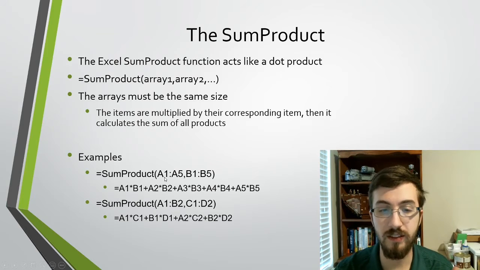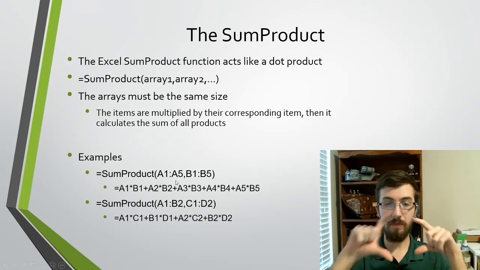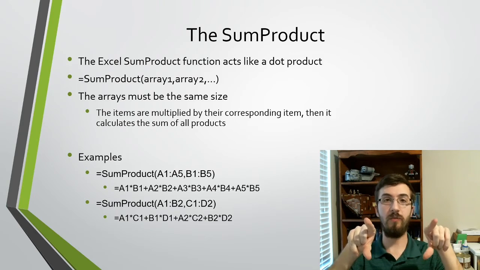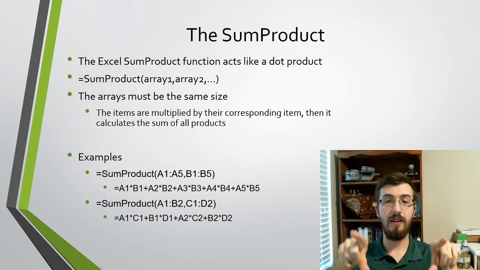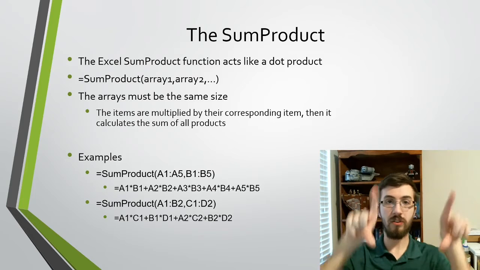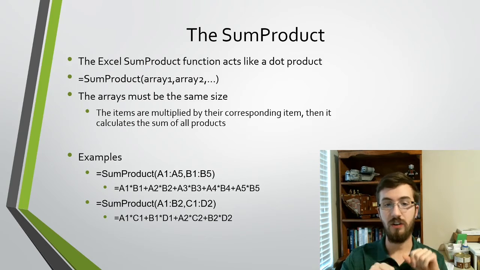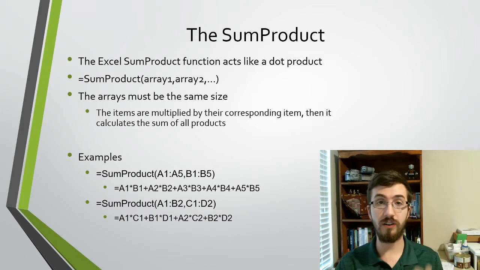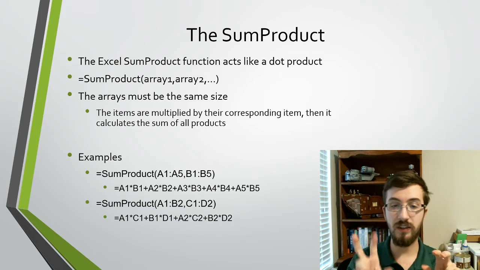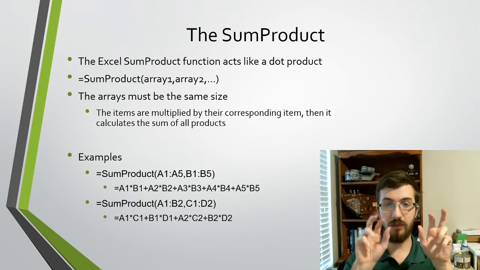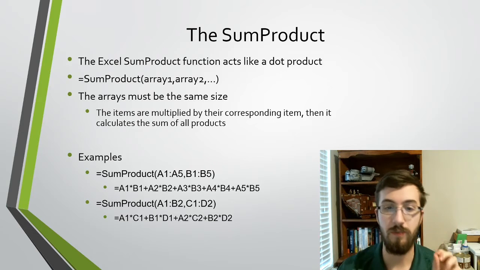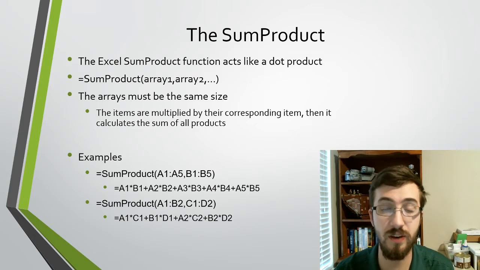So like here, the SumProduct of A1 to A5 and B1 to B5. You do A1 times B1 plus A2 times B2 plus A3 times B3 plus A4 times B4 plus A5 times B5. You're just squishing them together. But you can also do SumProduct on square arrays. So A1, B2, C1 to D2, and it does A1, C1, B1, D1, A2, C2, B2, D2. And that's how the SumProduct works.